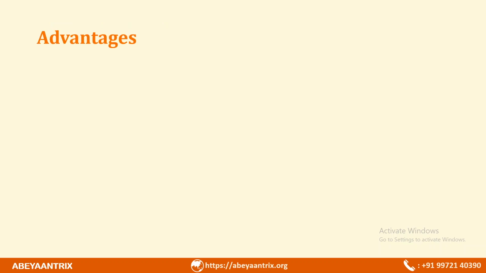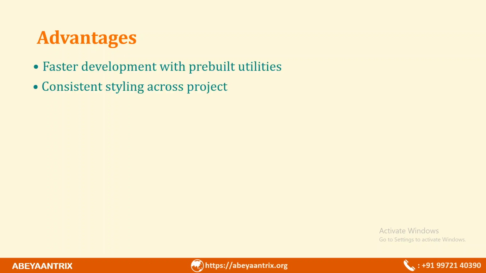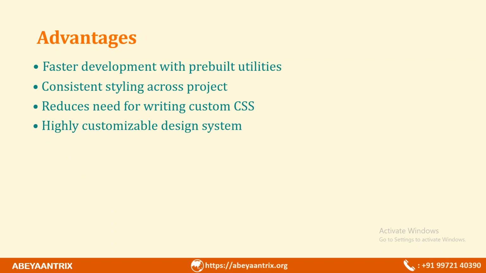Okay, so next are the advantages of Tailwind CSS. So what is the main use of Tailwind CSS? You get faster development with the pre-built utilities. Your styling stays consistent across the entire project. Okay, you dramatically reduce custom CSS. You get a highly customizable design system, right? Easy responsive design handling is also available, and responsive designs become simple to add in your HTML code.